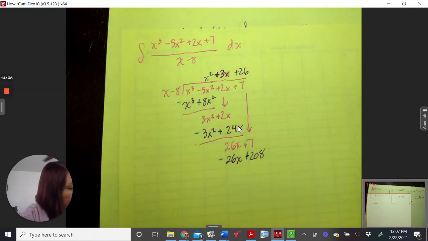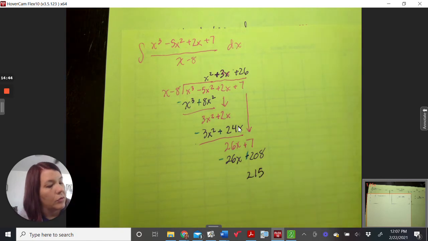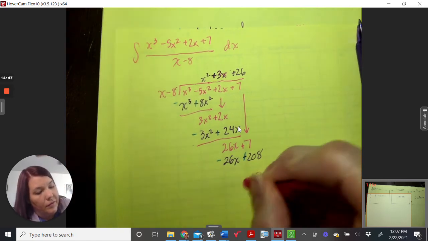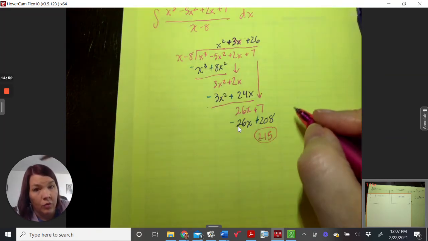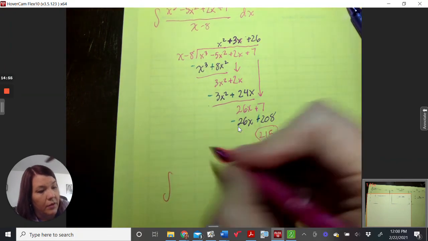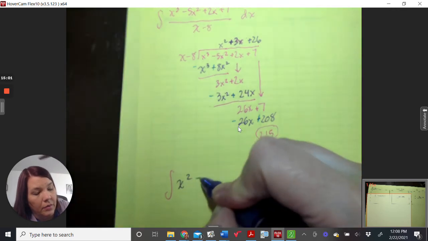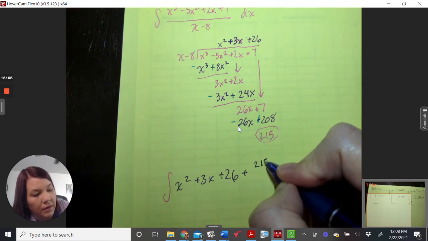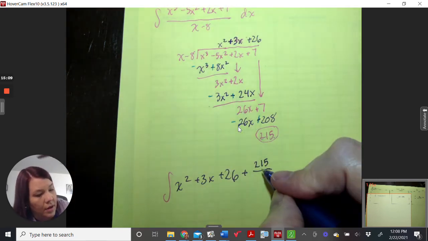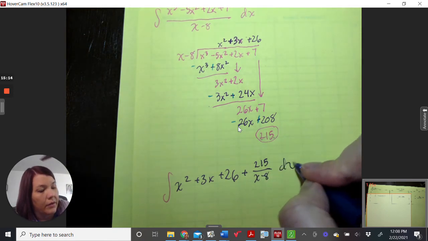Okay, and so my new integral is, I'm taking the integral of this purple thing, x squared plus 3x plus 26 plus 215 over x minus 8 dx, because I just rewrote that as this, plus the remainder over the divisor. And so then I'm just going to go from here. No big deal.